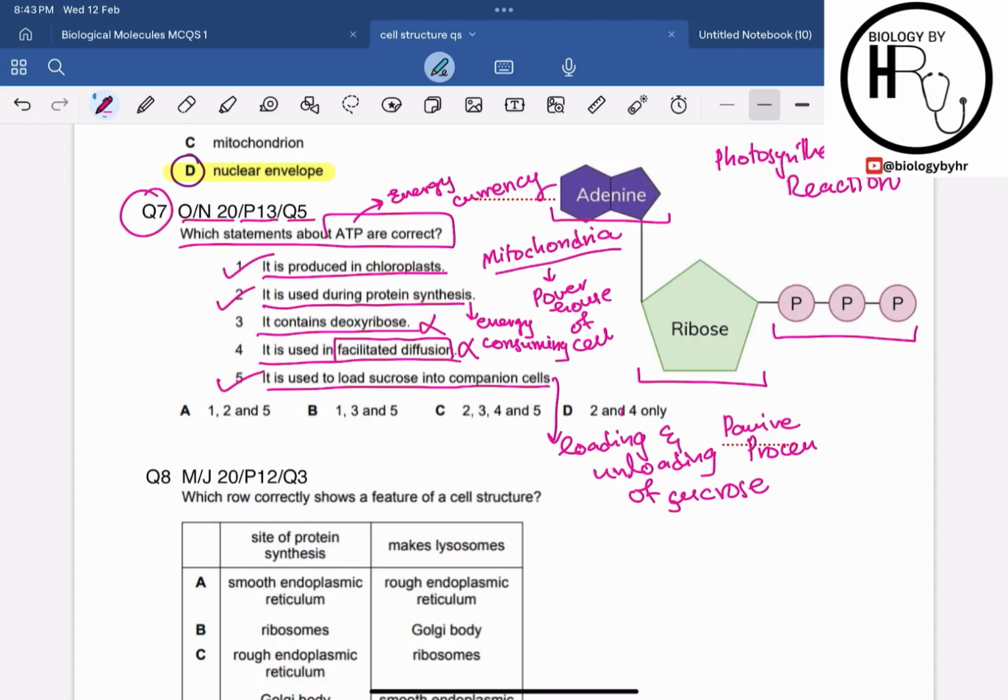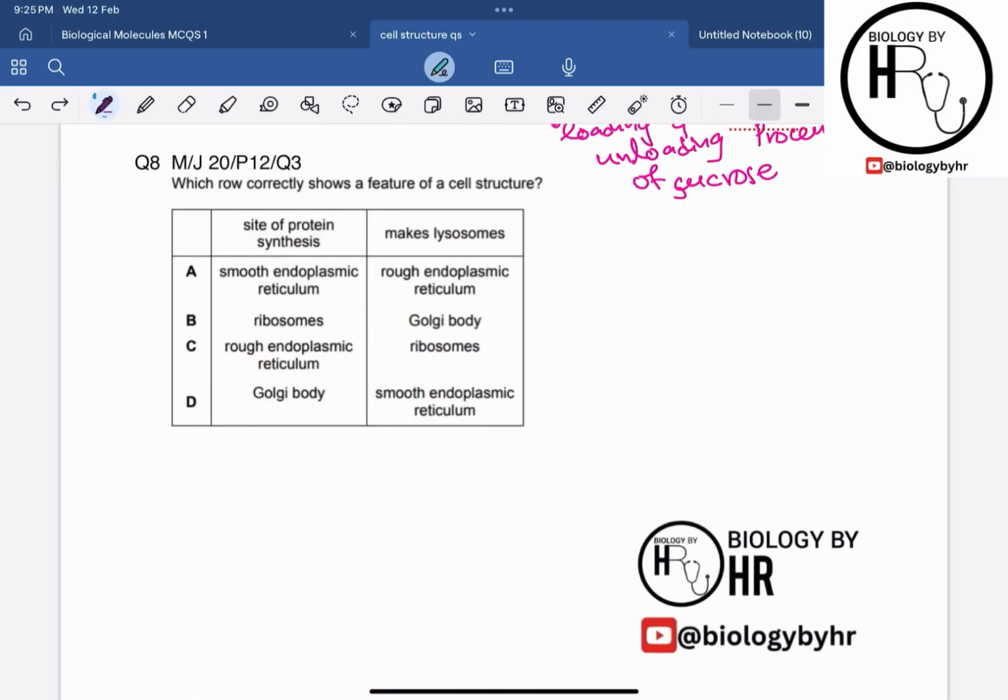So you can say that the correct answer over here would be option A, 1, 2 and 5. All these three statements, 1, 2 and 5, are correct. Alright, so now let's move on to question number 8.